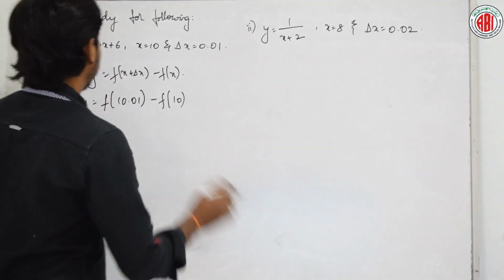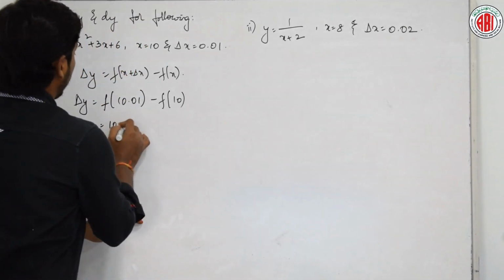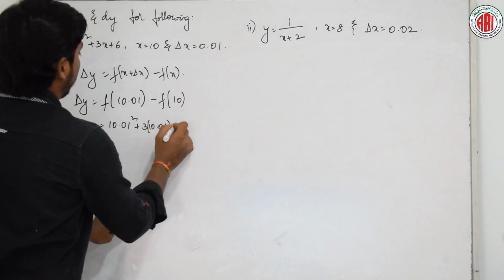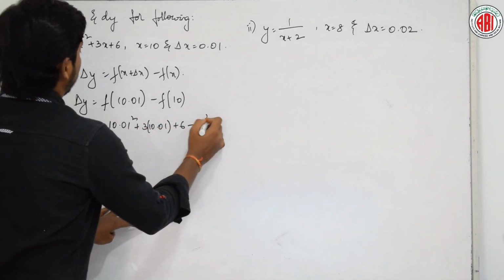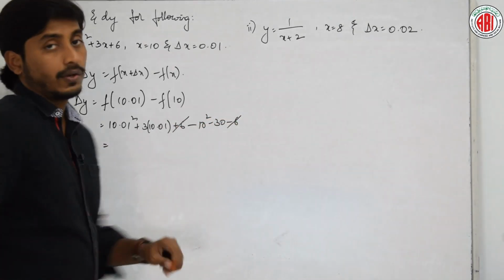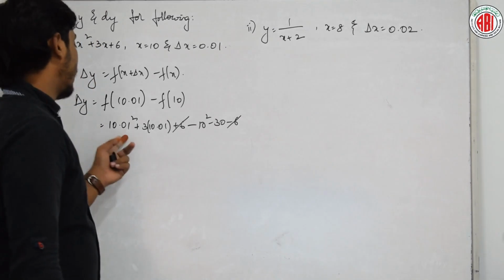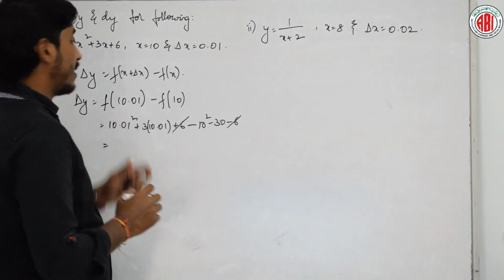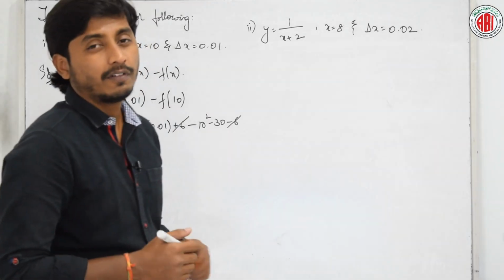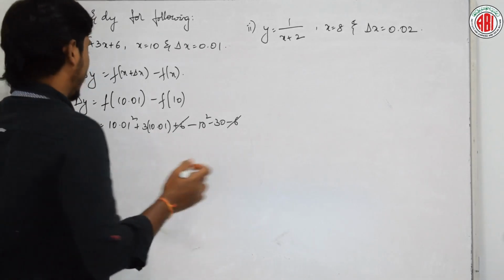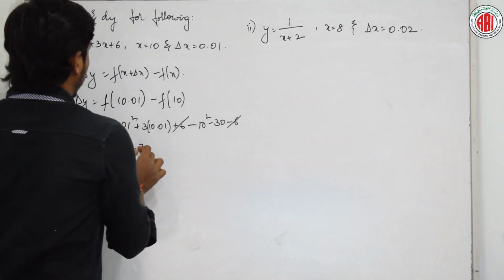Okay, see here. 10.01 square plus 3 into 10.01 plus 6 minus 10 square minus 30 minus 6, which will get cancelled. Just simplify this and solve. What's the square of 10.01? Tell me, what will be its square? Somewhat more than 100, right? By simplifying everything, you will get it as 0.2301.